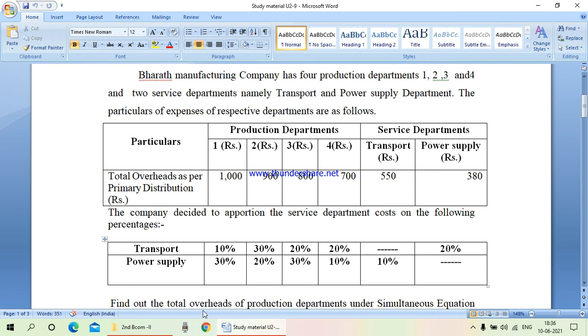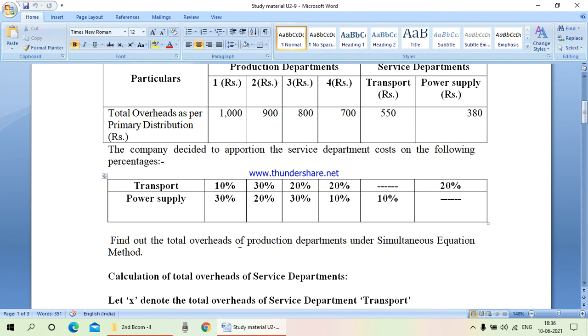Then the power supply department gives 30% of its service to 1, 20% to 2, 30% to 3, 10% to 4, 10% to the transport department, and power supply to power supply nil. Find out the total overheads of production departments under the simultaneous equation method.